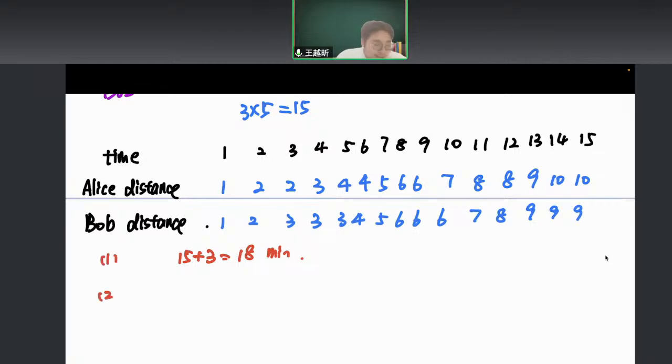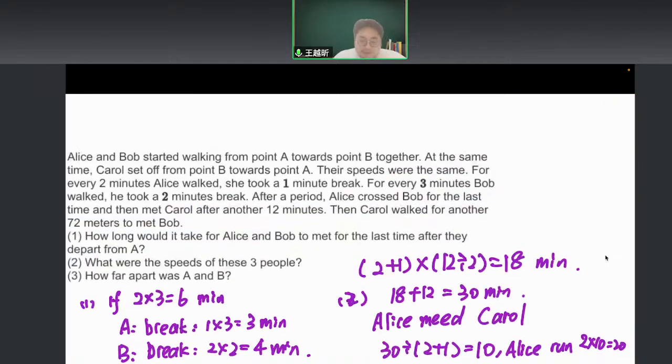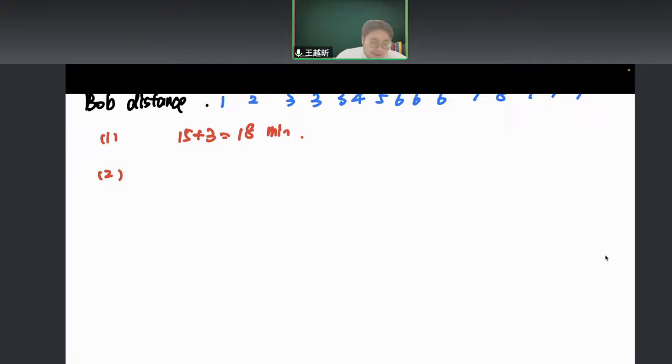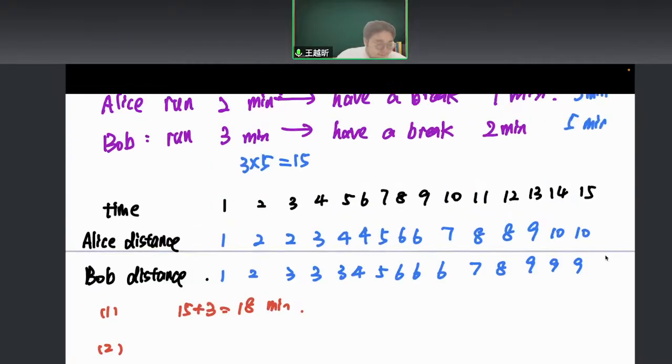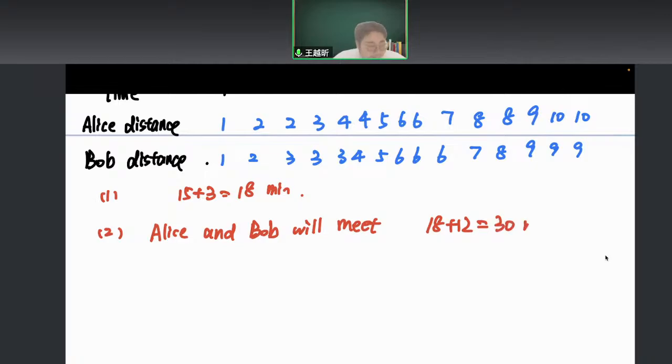About the second one, we want to calculate what were the speeds of these 3 people. After reading the question, we can know Alice and Bob will meet after 18 plus 12 equals 30 minutes. And 30 divided by 15 is exactly 2 periods.